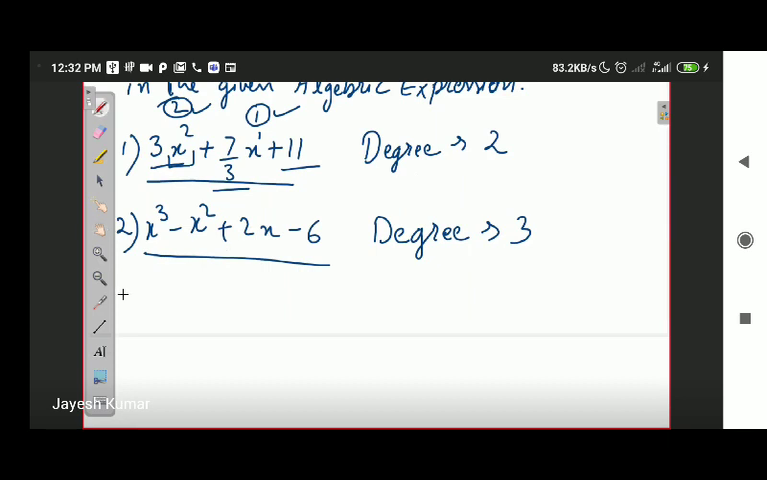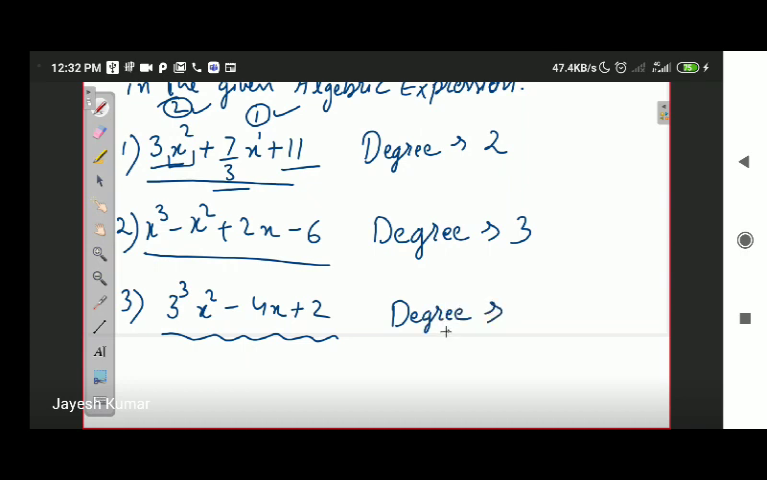Let's take another example. Suppose I have a term 3x^3 + x^2 - 4x + 2. For this expression, what will be the degree of the polynomial? Here we have powers as 3, 2 and 1. But for the case of variable only, the highest power is 2.